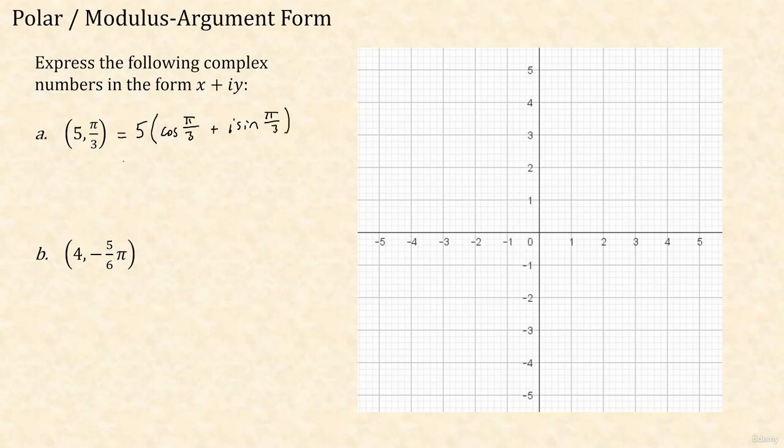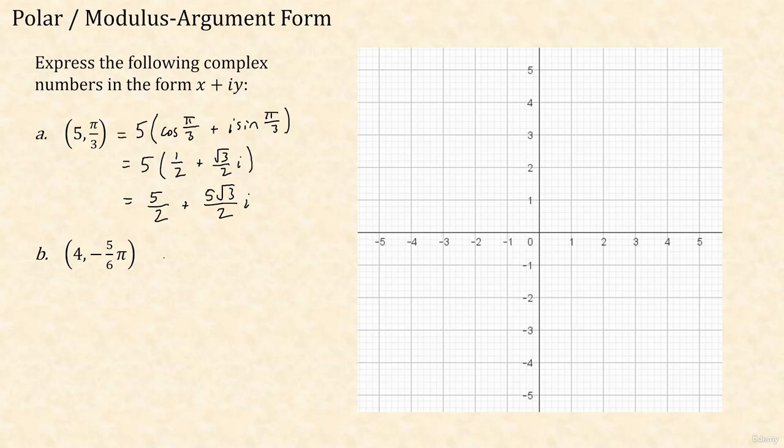Now we can work out what's going on in the brackets here, because cos of pi over 3 is a half, and sine of pi over 3 is root 3 over 2. So what we've got is root 3 over 2 i. And so we can get this in x plus iy form by expanding. 5 times a half is 5 over 2. And then multiply 5 by root 3 over 2, and it's just 5 root 3 over 2 i. And so here's the number in x plus iy form.